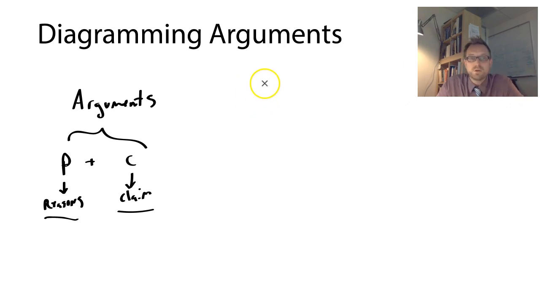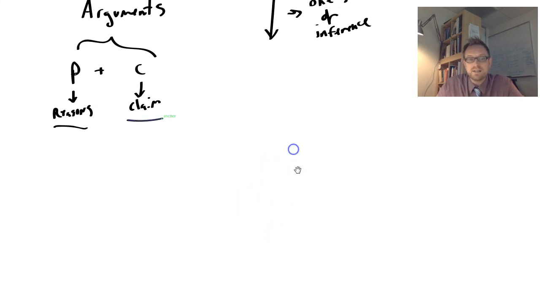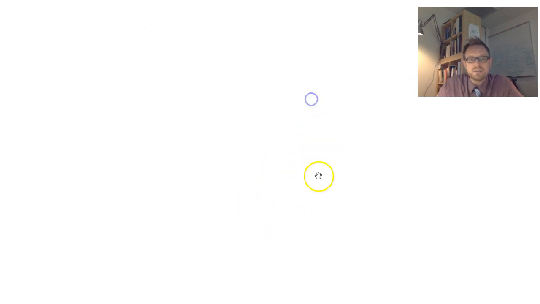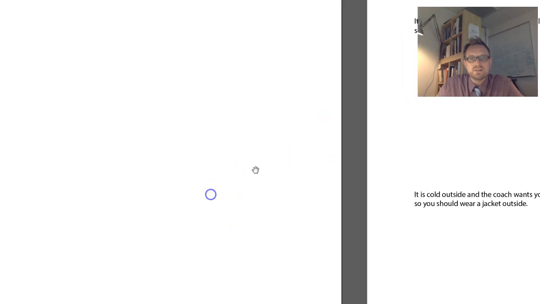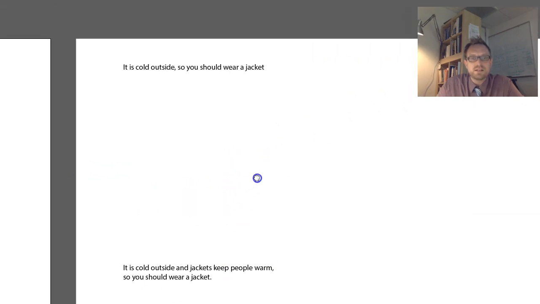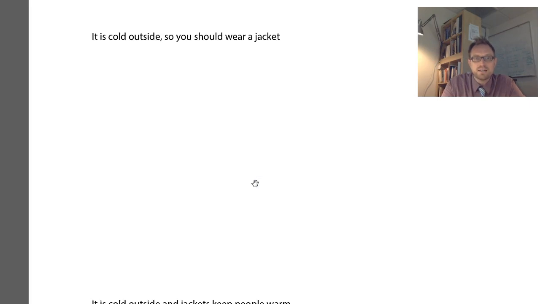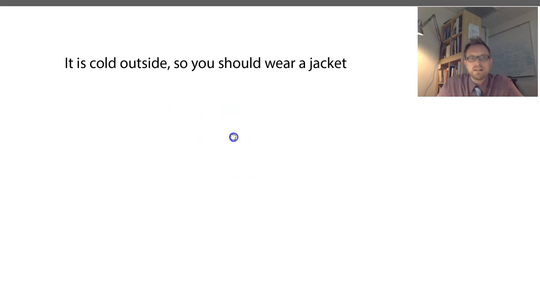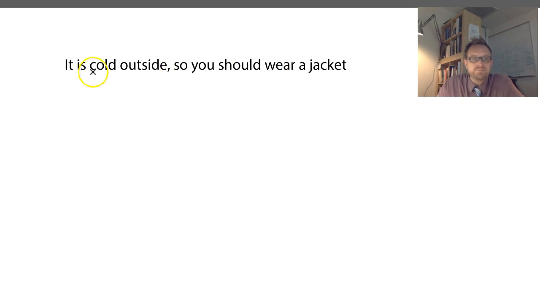And to diagram them, we're essentially going to be using a couple of symbols. We're going to use a downward arrow symbol, and this will represent one step of inference. So for instance, if I say, it's cold outside, so you should wear a jacket. It's cold outside, so you should wear a jacket. So imagine someone says this.